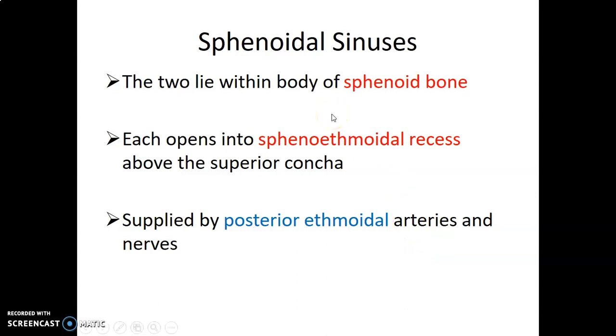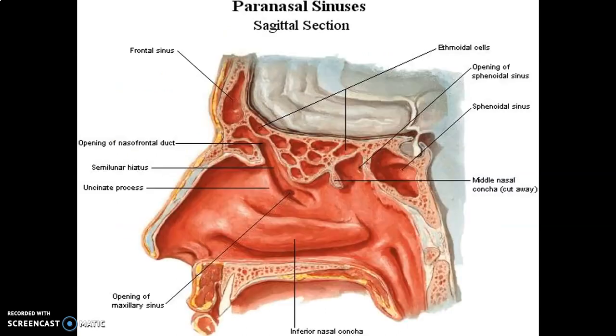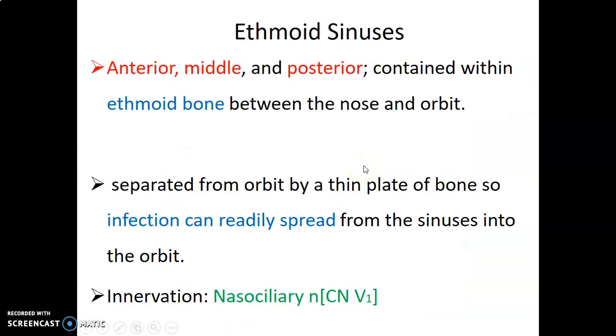The sphenoidal sinus is within the body of sphenoid bone, and they open through the sphenoethmoidal recess, which is located above the superior concha. They're supplied by posterior ethmoidal arteries and nerves. So this is your sphenoidal air sinus, and it's opening within the sphenoethmoidal recess.